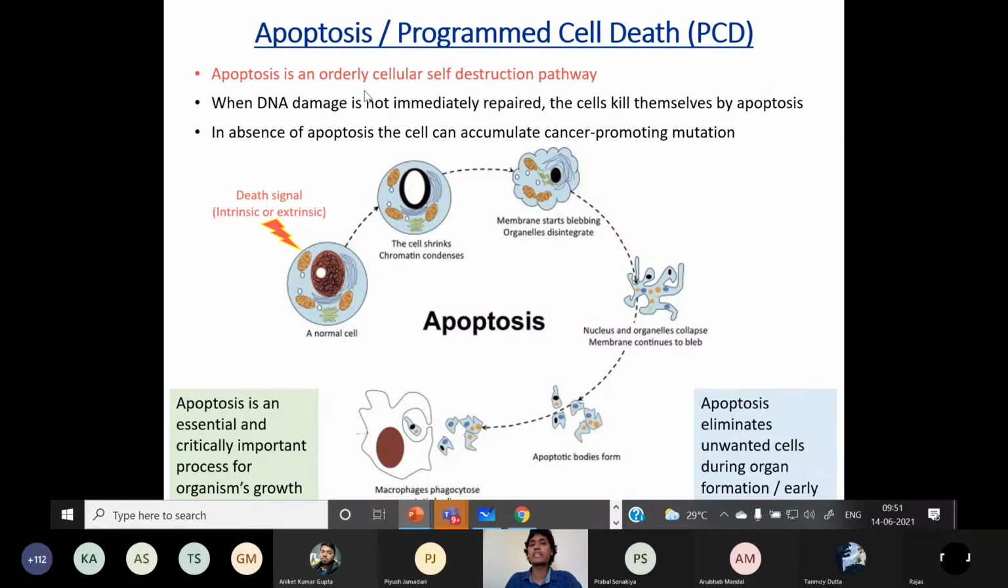It is an orderly cellular self-destruction pathway. When DNA damage is not immediately repaired, or is beyond repair, the cells kill themselves by programmed cell death. In the absence of apoptosis, cells can accumulate, and that can lead to cancer. We will discuss a little bit about cancer also. I'm not going into the detailed mechanism of apoptosis. It is not required for you.